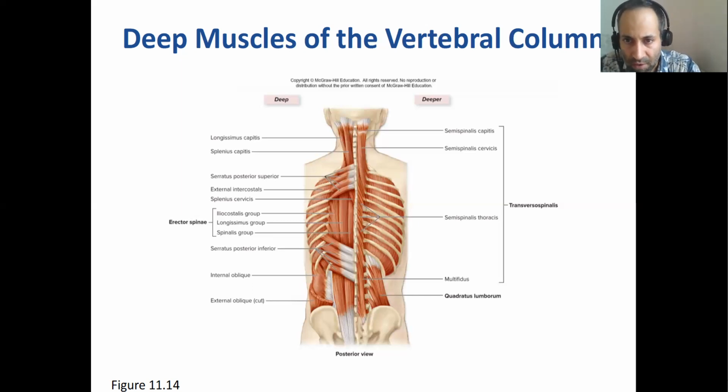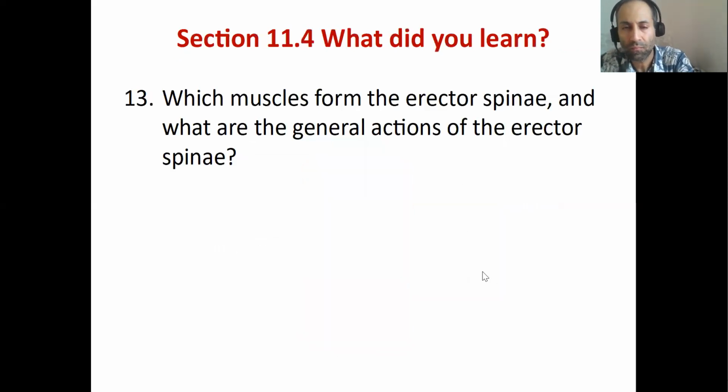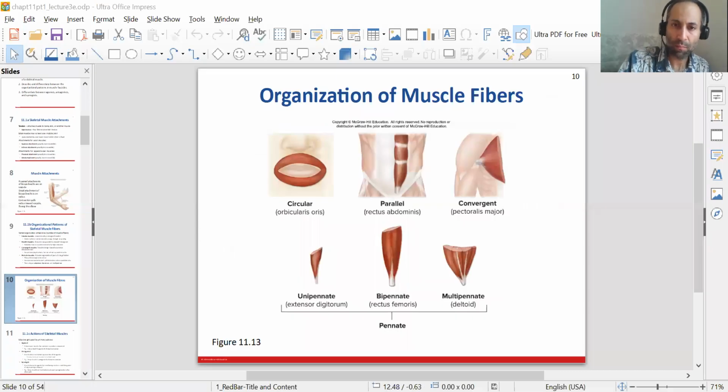Okay, and these are the deeper muscles called the transversospinalis group, okay? There they are. So which muscles form the erector spinae? We just looked at them, iliocostalis, longissimus, and then this spinalis group. General actions, look at the name, erector spinae, erects your spine, straight walking. All right, so here we're done with part one of chapter 11. So we shall go ahead and start with part two here.